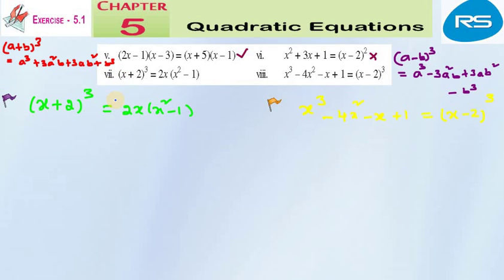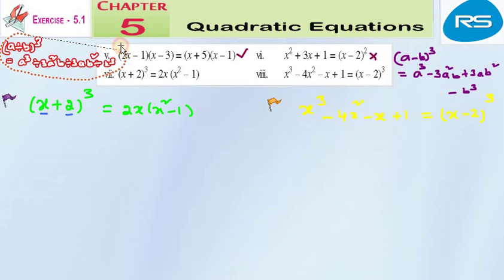So we are solving the seventh sum. The seventh sum is like this: x plus 2 whole cube is equal to 2x into x square minus 1. Now if you observe, this is in the form of a plus b whole cube. You already know the formula of a plus b whole cube. So what is a plus b whole cube? a cube plus 3a square b plus 3a b square plus b cube. You already know very well, just apply the formula.